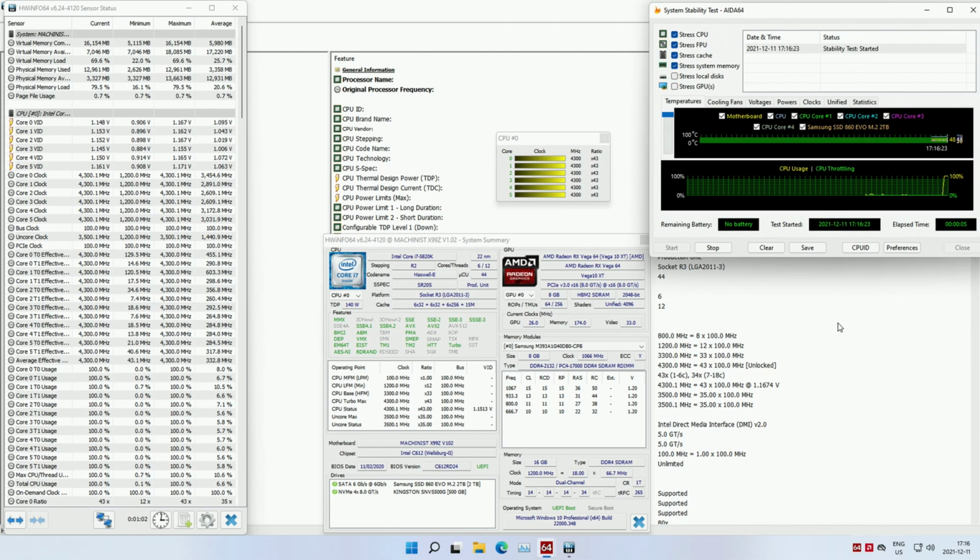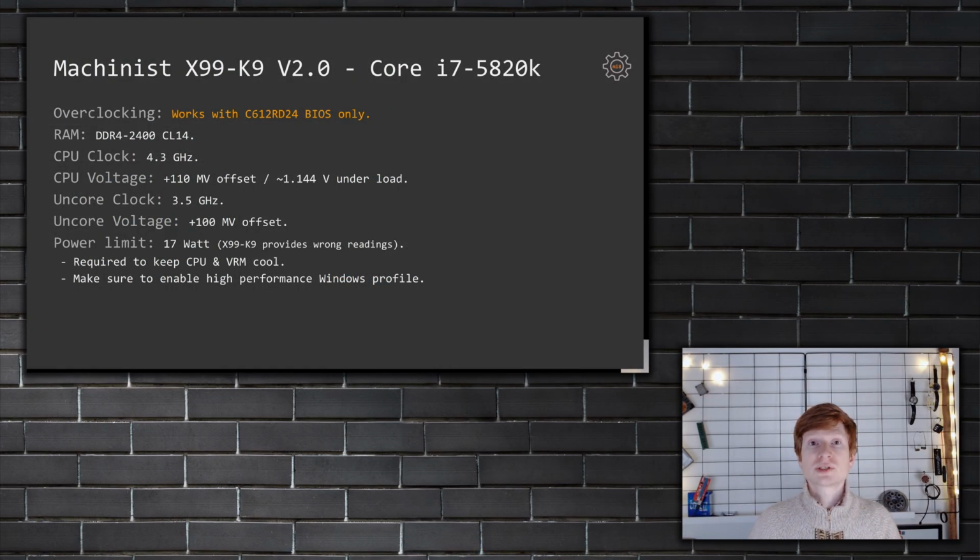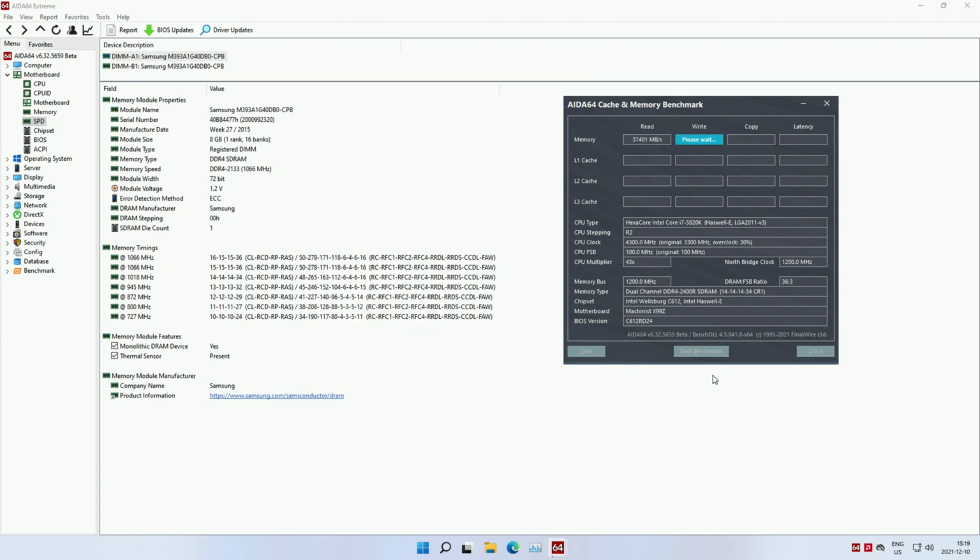My Core i7-5820K I was able to push up to 4.3 GHz on all 6 cores. To make this stable, I had to increase the voltage by 110 mV, and the CPU voltage under heavy load stays somewhere around 1.14 volts. Uncore frequency I was able to push up to 3.5 GHz and the uncore voltage was up by 100 mV. Memory was overclocked to DDR4-2400 and the timings were tightened to CL14.